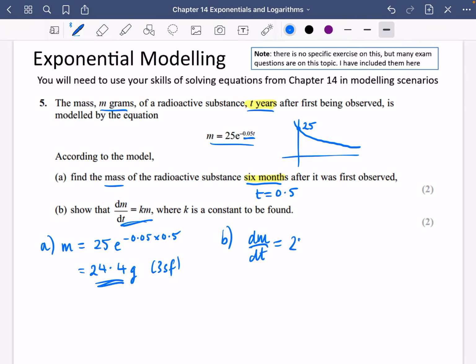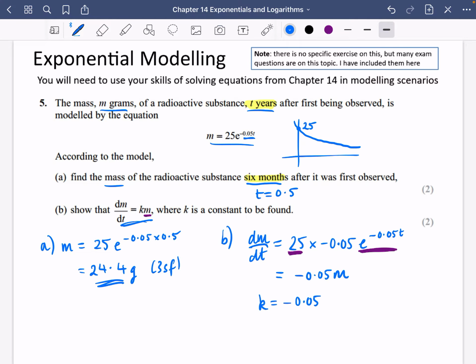Well, the 25 is going to stay there. And then we're going to multiply by the coefficient of t, which is 0.05, and we've got e to the minus 0.05t. Now, rather than multiplying these two things together, because they're saying that it is going to be in terms of m, it's worth noting that this 25 and e to the minus 0.05t, those two things make up m. So I could just rewrite this as minus 0.05 m, which means that k is minus 0.05.